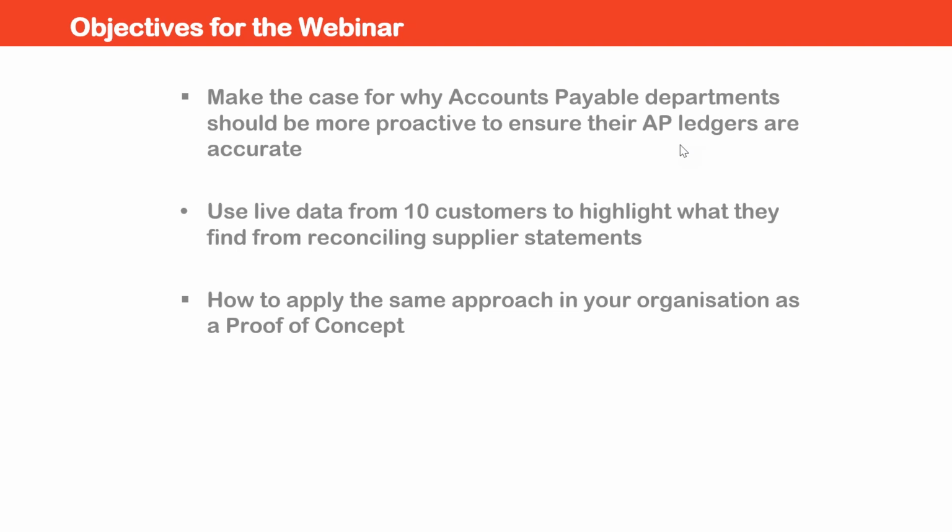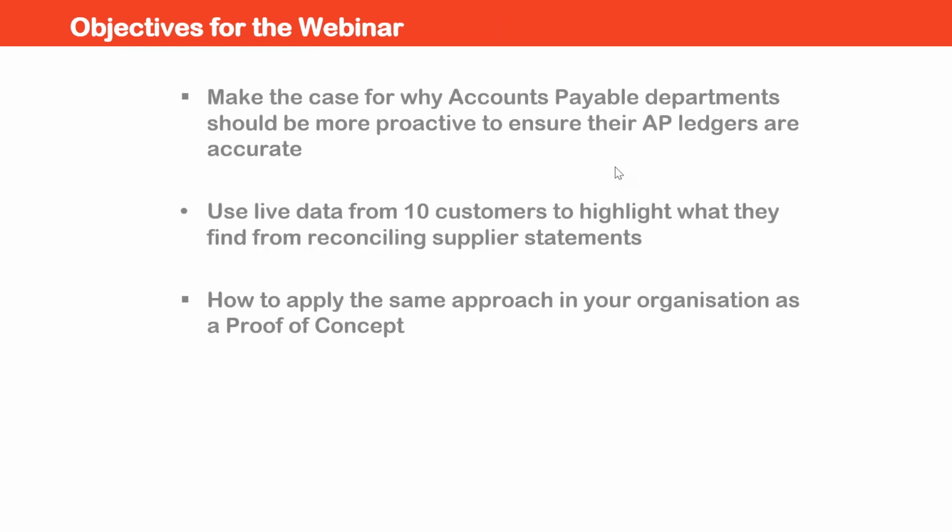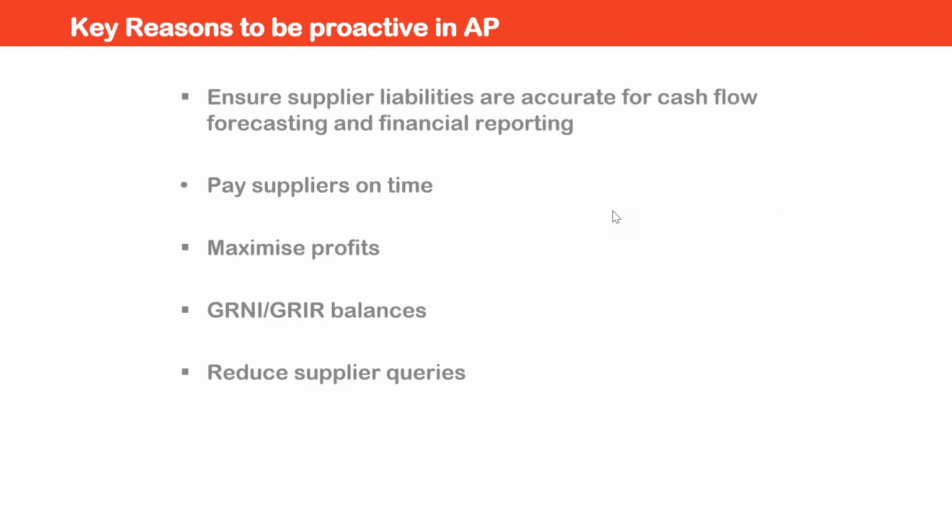But I think, like Sarah touched on, being proactive is nice in theory, but accounts payable are stretched at the best of times, and sometimes they just don't have time to be proactive because they're just reacting all the time. And then my last objective, right at the end of the slides, is I'm going to explain how to apply the same approach in your organisation and actually do a proof of concept using your data. So we'll start with, what are the key reasons to be proactive in AP?